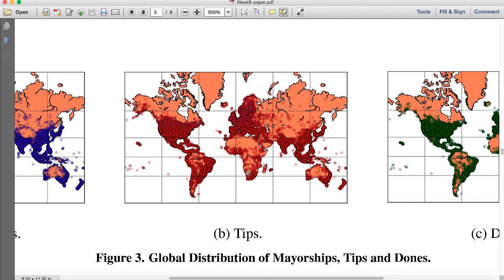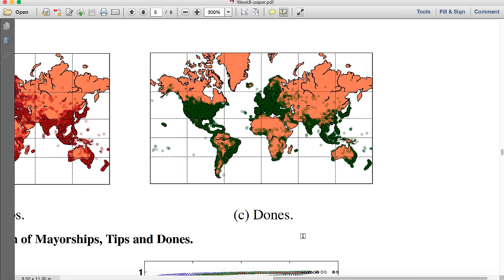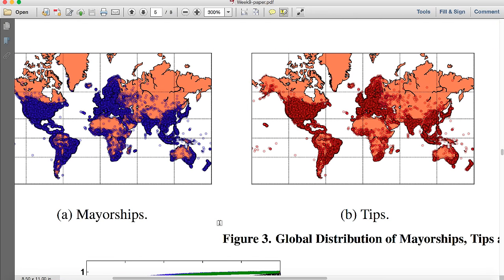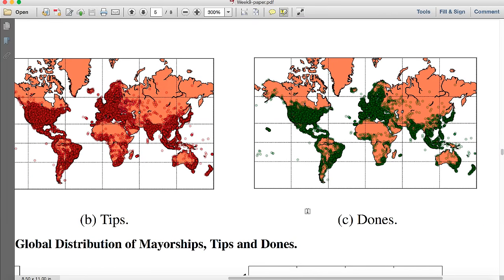Figure 3B shows you the tips that were done. Earlier we saw that there is a high correlation between mayorships, tips, and dons. Therefore, when mayorships are high, there are going to be tips and dons which are high also. So you can clearly see heavy concentration in many places in the world. And the last one is the dons. In figure 3C, every green dot is a don from that particular location. So this shows mayorships as the blue dots, tips as the red dots, and dons as the green dots.